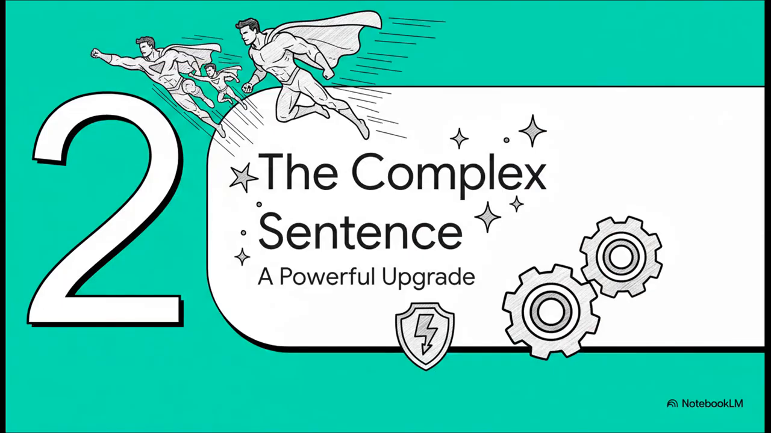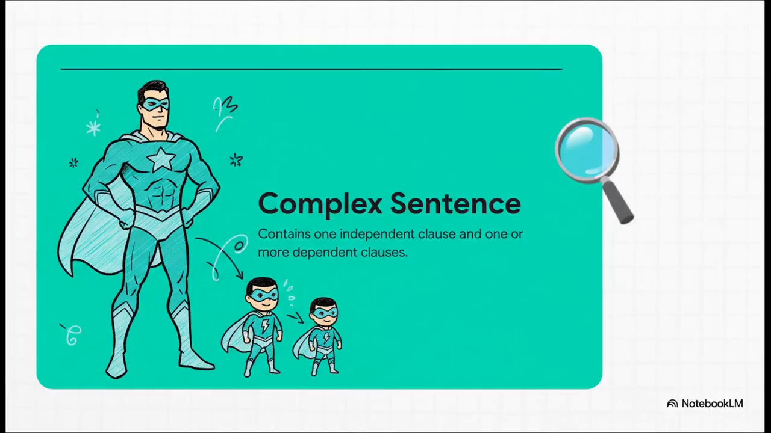Section 2, a powerful upgrade. All right, it's time to meet the star of our show, the complex sentence. This is where we learn how to pair our superhero with its sidekick to create this dynamic duo that makes our writing so much more engaging and precise. And there it is, the official definition. A complex sentence has one superhero, that's our independent clause, and at least one sidekick, our dependent clause. It's this specific combination that gives the sentence its power and its name.